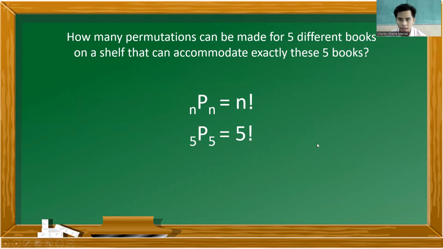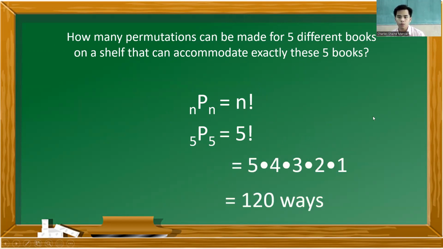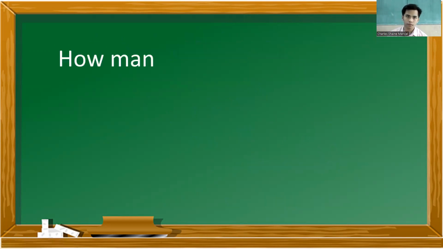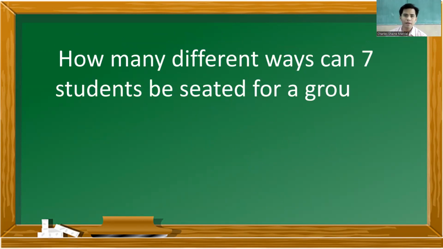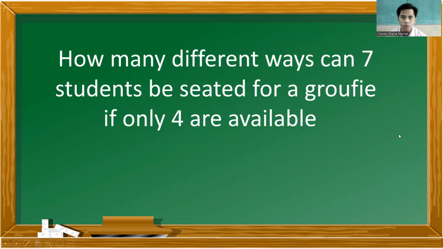And then if you expand that, that is equal to 5 times 4 times 3 times 2 times 1, and that is equal to 120 ways. Another problem. How many different ways can 7 students be seated for a groupie if only 4 are available?